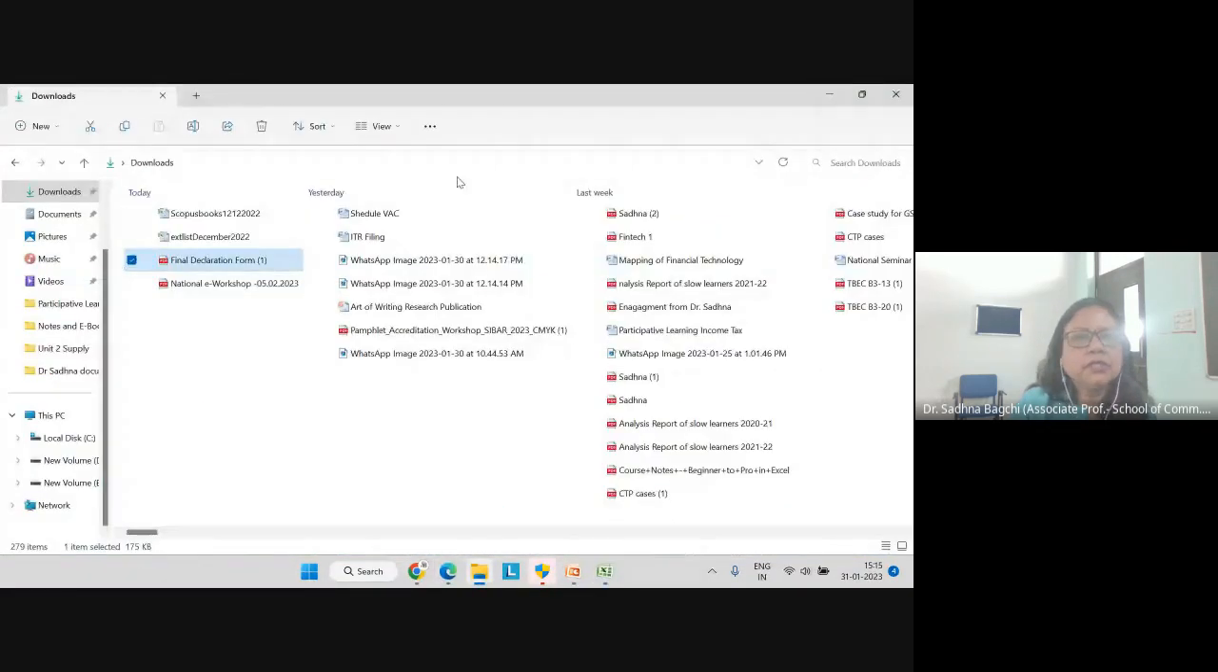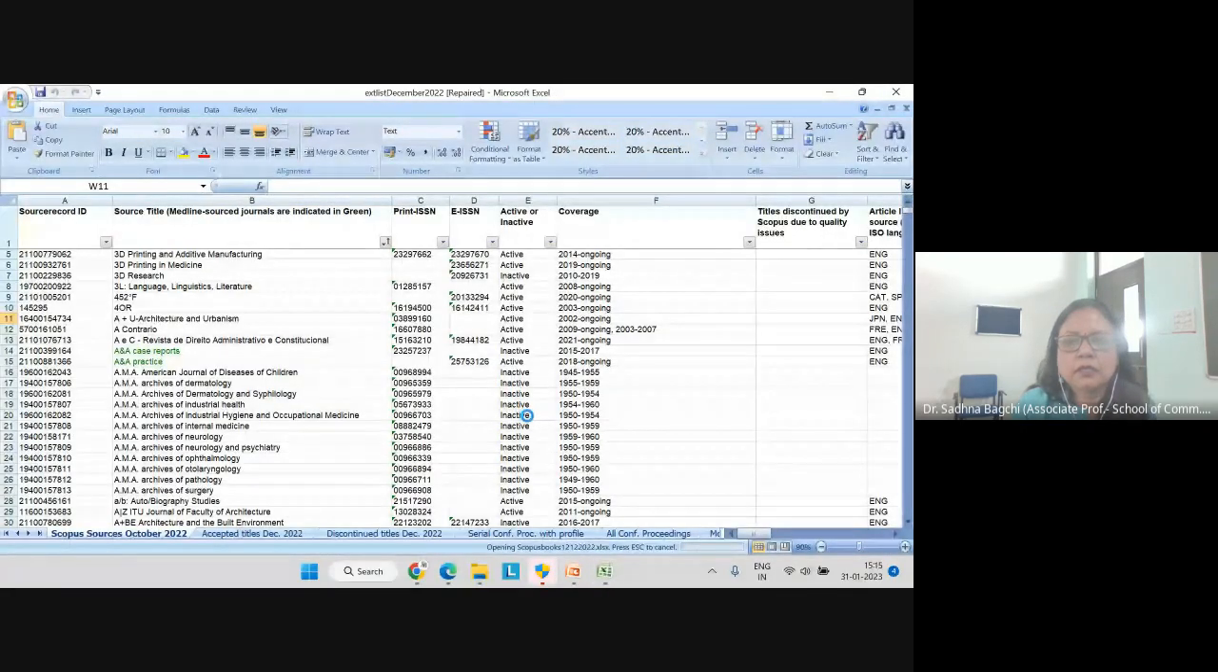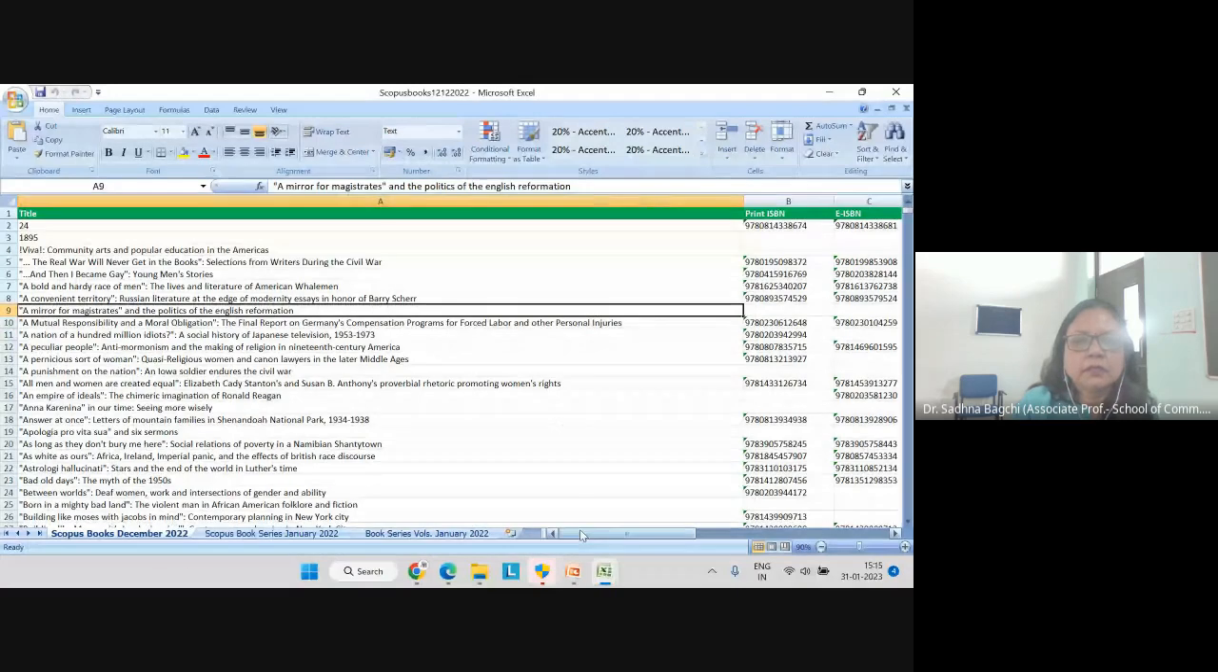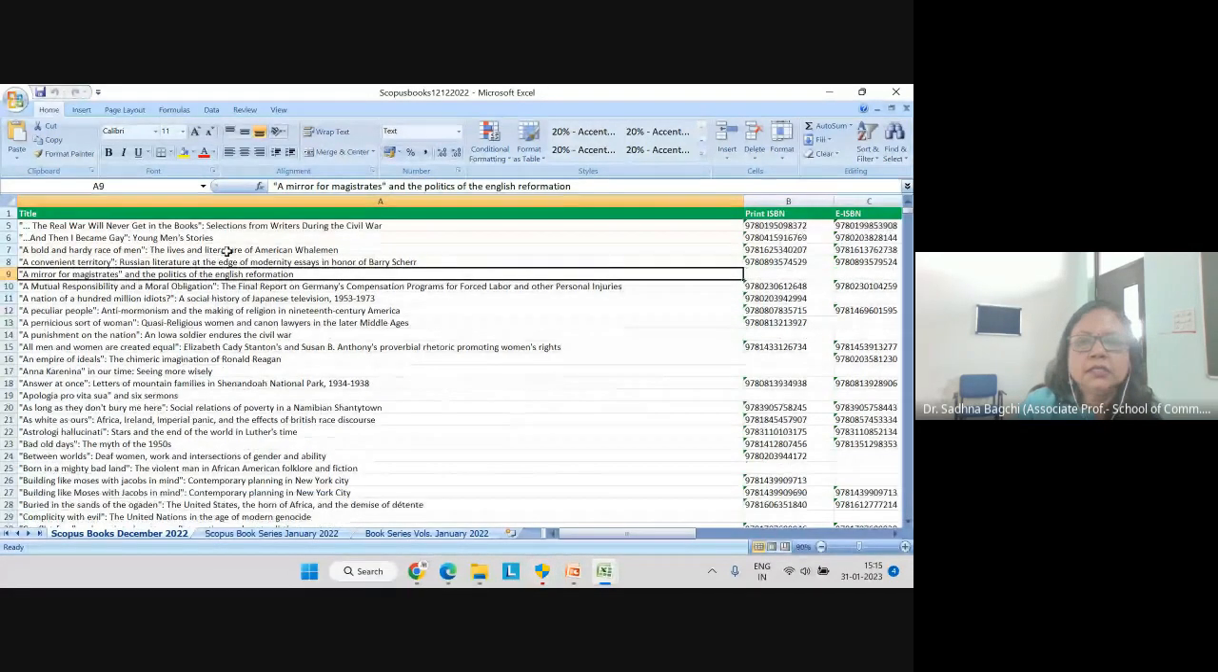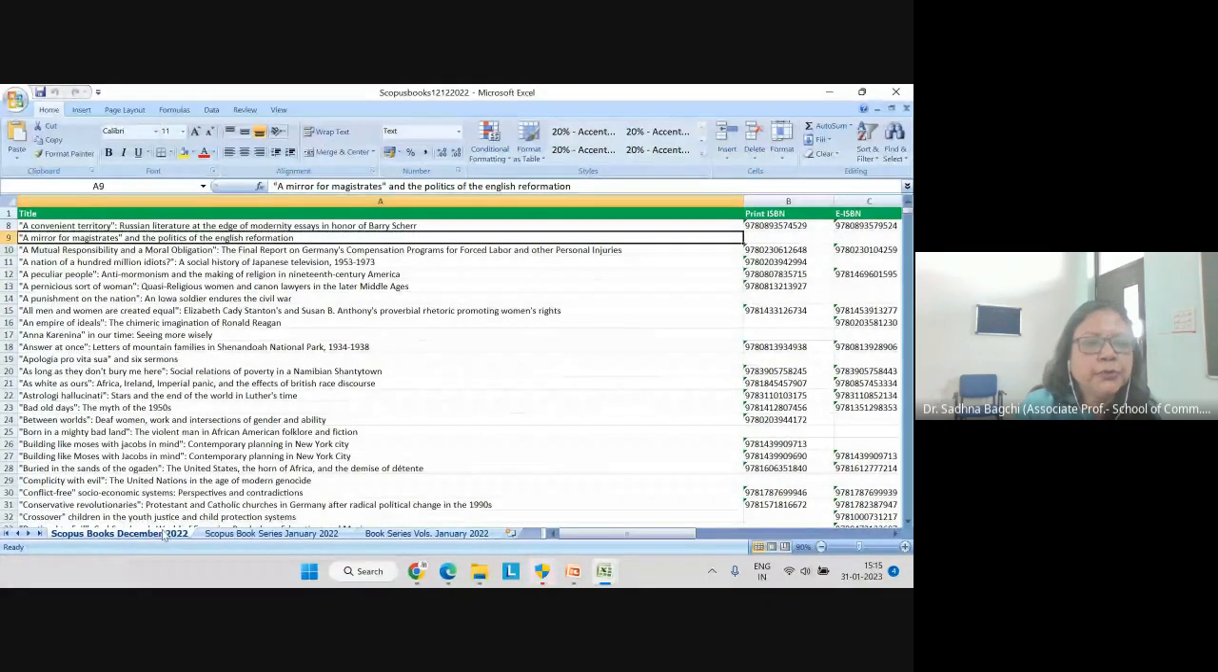Similarly, one more thing I'm just showing. Now here, if you are writing an article that is not a research paper but a book chapter, then which books are in the Scopus index you can find here. This is the book series, Scopus book December 2020.